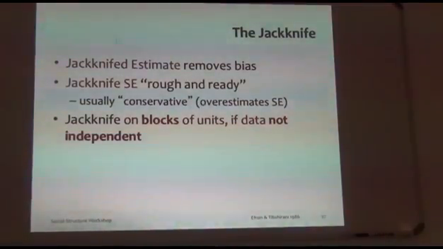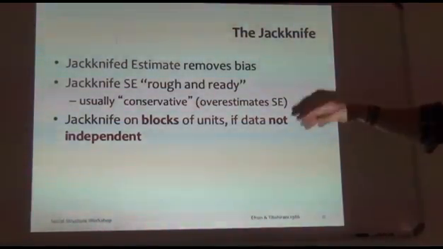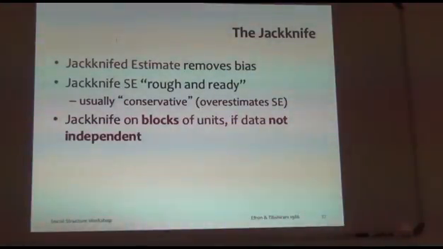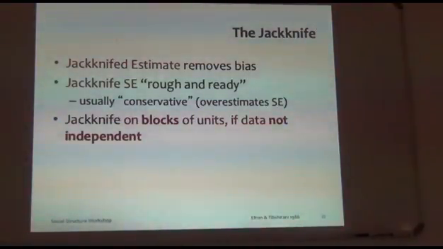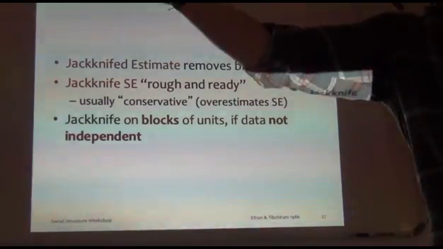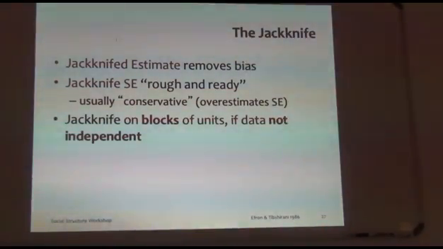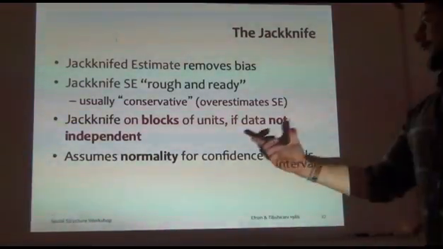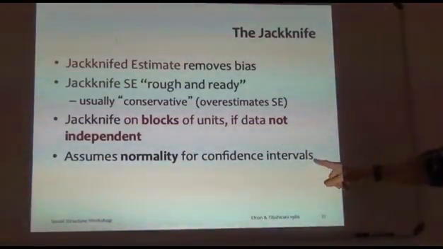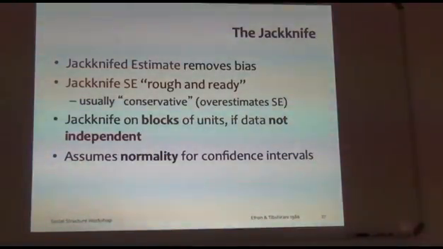Well, if your data is not independent, you can use blocks of units instead of your whole distribution. So if you have autocorrelation, not in the case of weights, but if you have all of your samples and they're autocorrelated, you can do estimates in blocks of your distribution. Just remove that. And one thing is it assumes normality to calculate the confidence intervals.